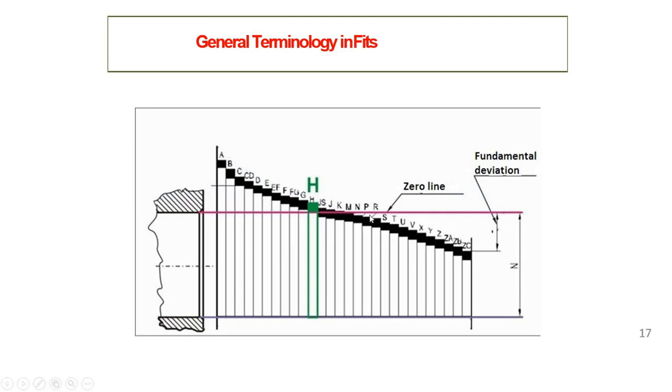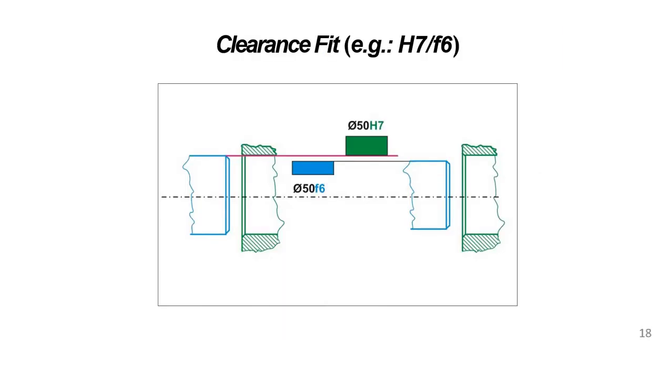Okay. Then by this figure, you are knowing that H or the capital letters are utilized for the hole. H size will indicate the basic hole, which has the lower limit equals to the zero line or basic size. Fundamental deviation is the minimum deviation or closer deviation towards the zero line. Okay, and zero line will indicate the basic size.